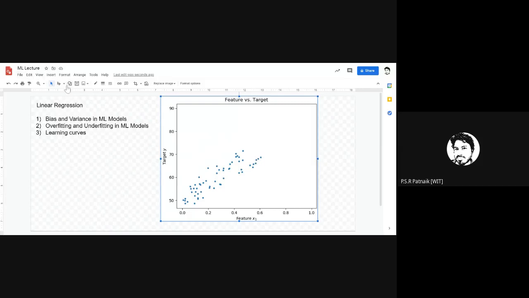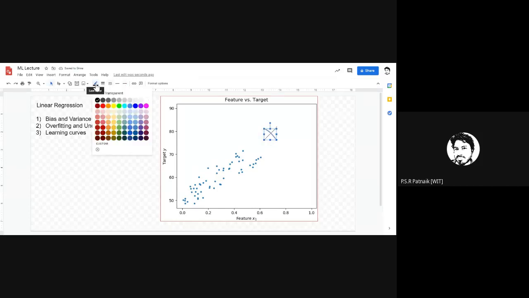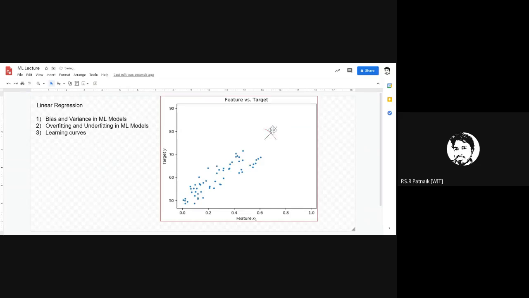My question is, what will be the value at this point? The cross which I have put, what will be the value at this point? Can you tell me? The intersection of this cross where I have kept, what will be the value here? Can you just put it in the chat window?